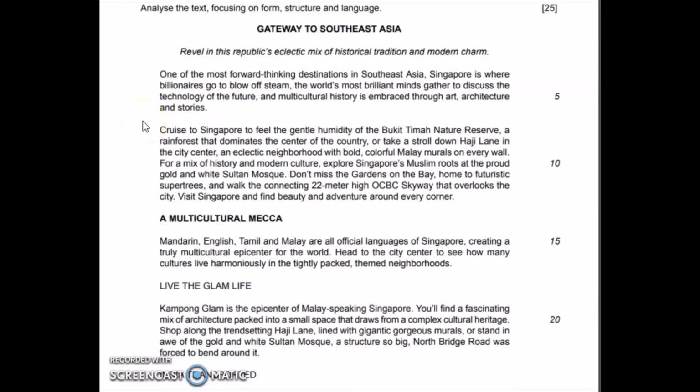Another aspect of advertisement is using imperatives. And how can we use imperative language here? Starting the sentence with a verb like revel, then you say visit Singapore, and find beauty. It means you're using verbs here. With the help of imperative language, you're basically urging readers to consider visiting Singapore.